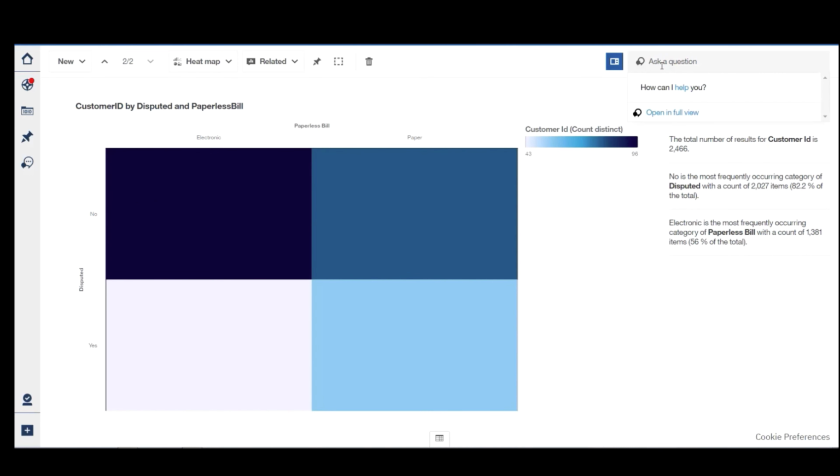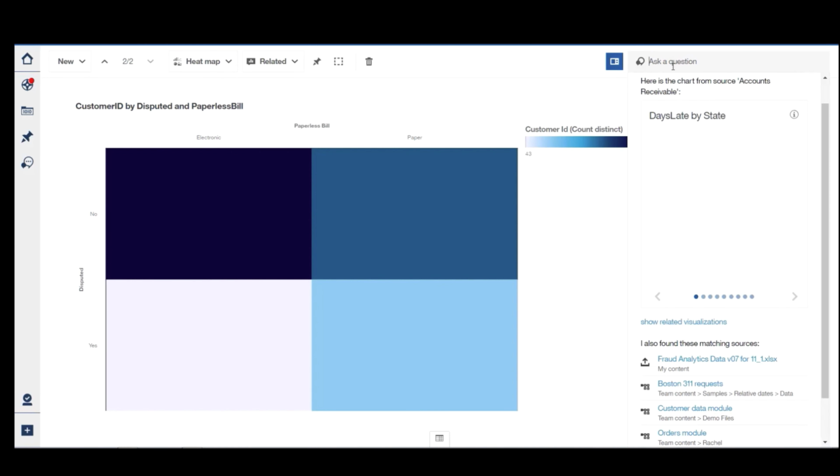So, hey, I want to understand, what are my days late by state? As soon as I do that, it's now bringing up my chart. I need to understand my demographic and my customers. I need to understand how, across my regions, how many days late am I having an effect in certain states where I've got an issue.